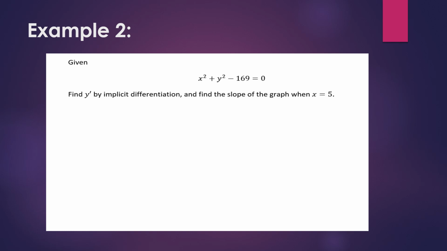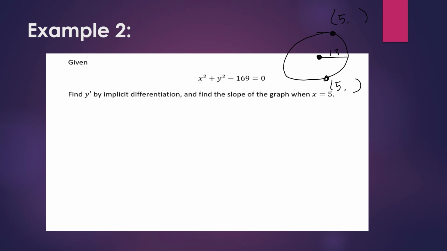In example 2, this is going to be very similar to example 1. You might right off the bat realize that x squared plus y squared minus 169 equals 0 is actually the equation of a circle with radius 13. So they say find y prime by implicit differentiation and find the slope of the graph when x equals 5. So at some point where x equals 5, we're going to get two different y values. We're going to get 5 something and 5 something. So we can find that out by plugging 5 in for x and then solving for y.